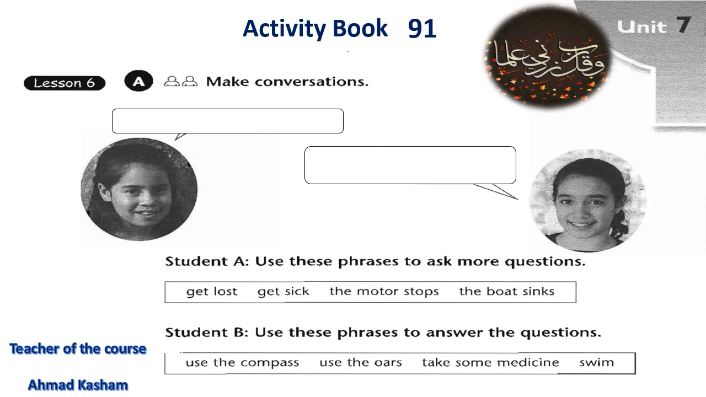And the next situation here, get sick, means we become ill, and the solution is here, take some medicine. So the conversation will be like this: what will we do if we get sick? And the answer or the solution, don't worry, if we get sick, we will take some medicine.